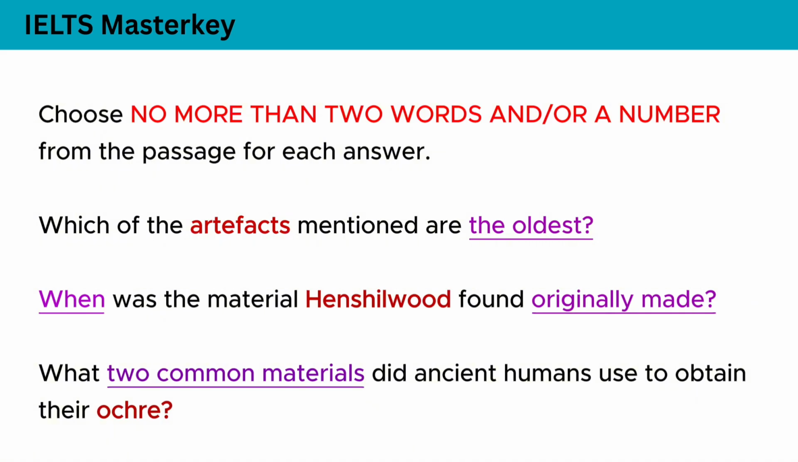And the last example: what two common materials did ancient humans use to obtain their ochre? Here, ochre is the location keyword, and "two common materials" is the detail keyword. We have to go to the part of the passage that talks about ochre, and there we have to find two materials that are used to obtain ochre. That's it, simple as that.